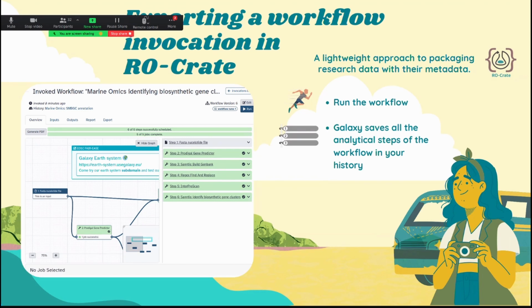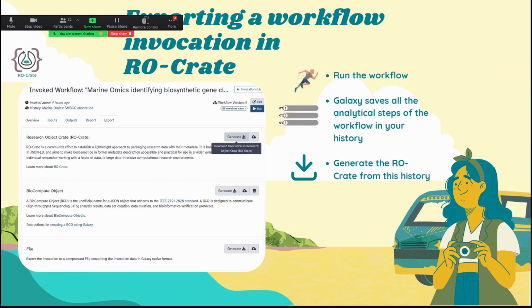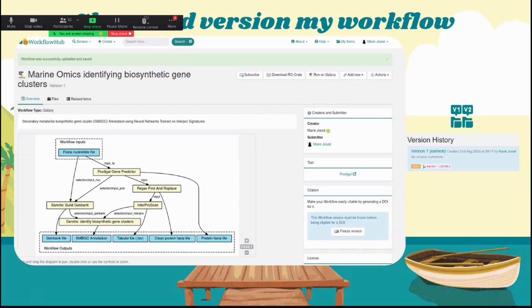And once it saved all the steps like that here, you can directly generate a work rate from this history. And then you can retrieve all the metadata that are needed to redo or rerun your workflow. So it will be a JSON where you have all the metadata as a work rate of your workflow. Once you have this work rate, you can directly bring this work rate within Workflow Hub.